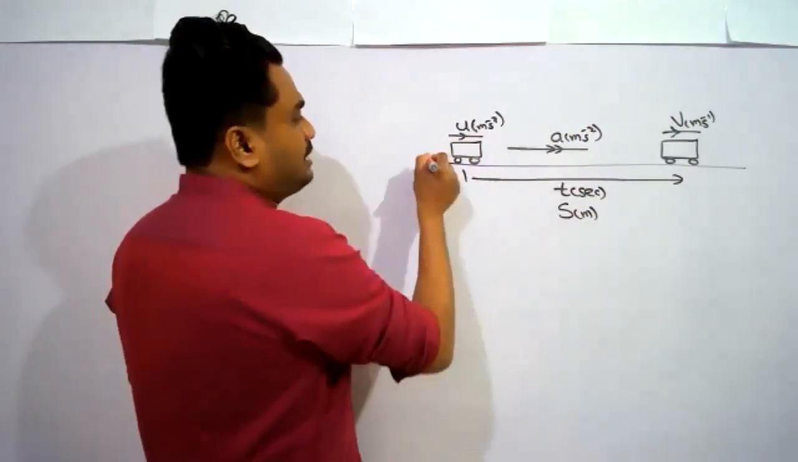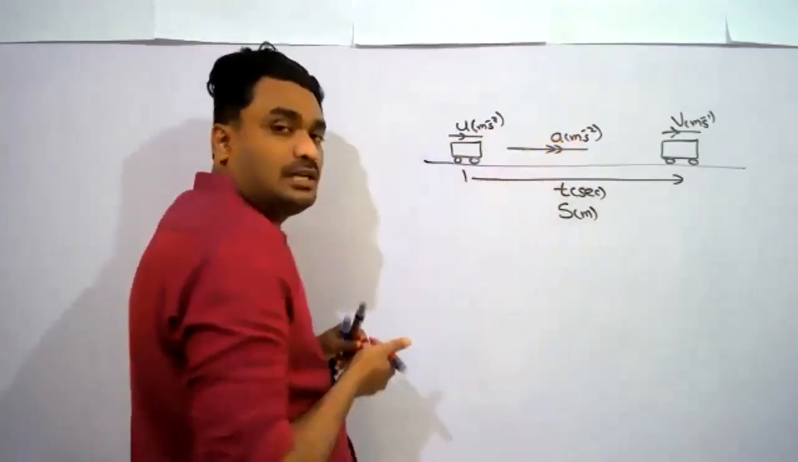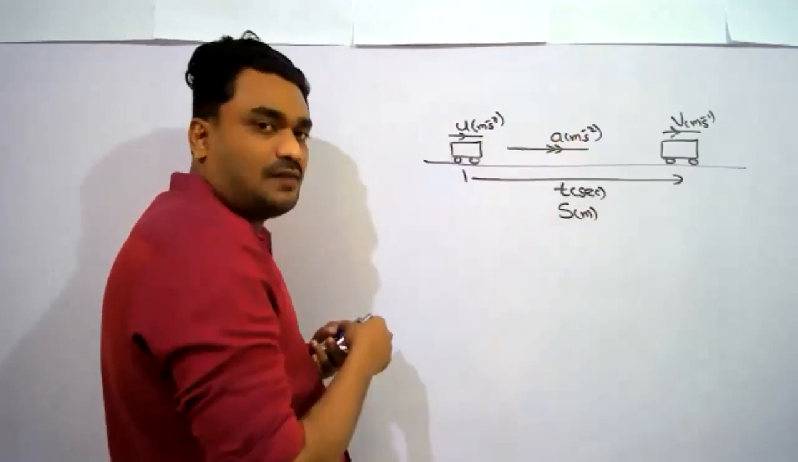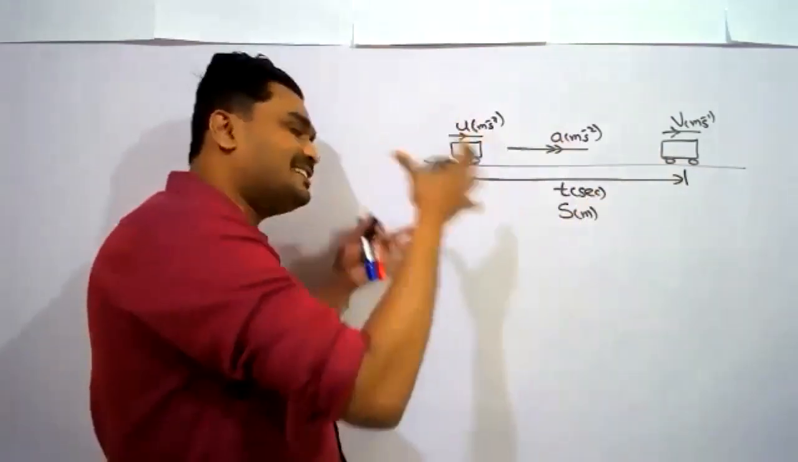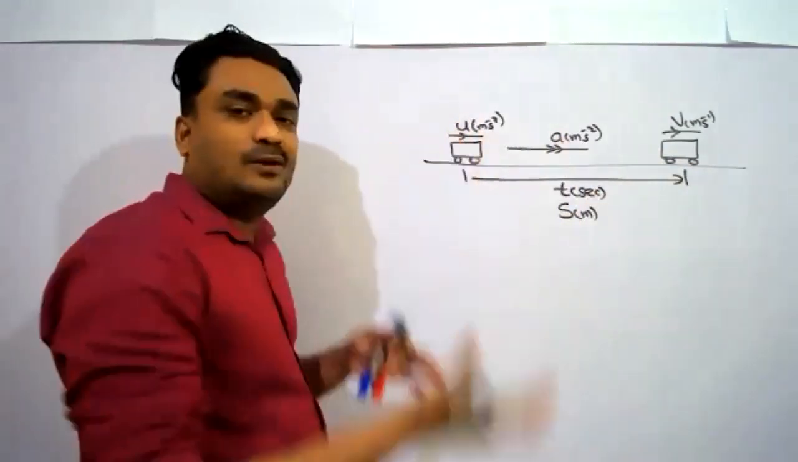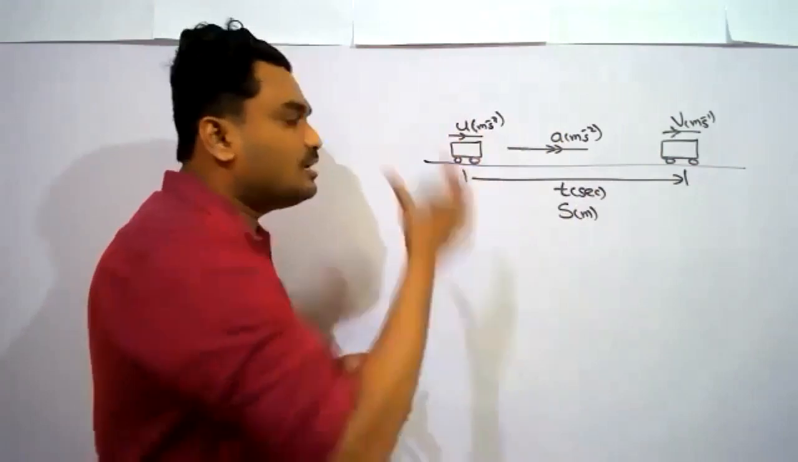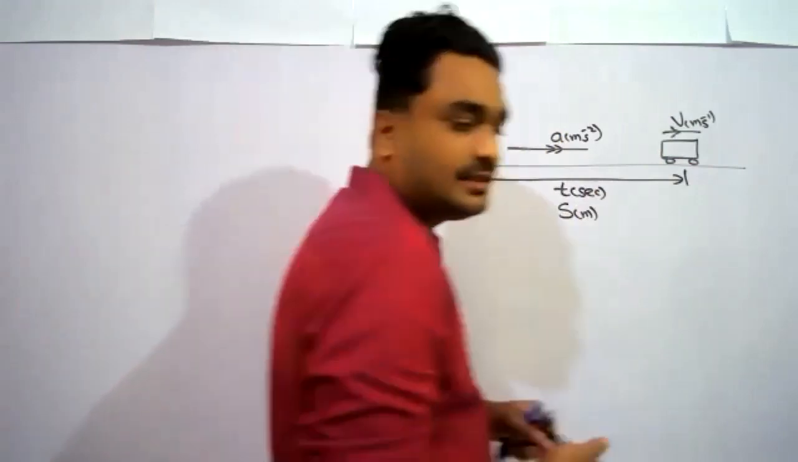For the velocity time graph, I have given you a motion like this. Draw this figure. After that, I'll explain this again, and then I'll explain the relationship between this and the velocity time graph.